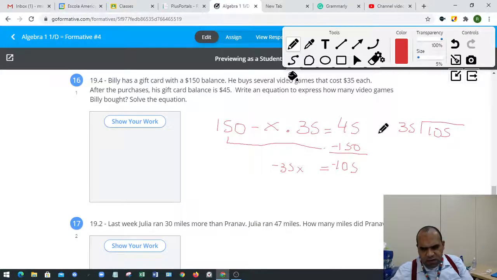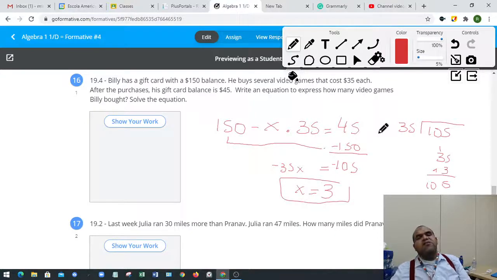Let's check this one. I think I will try three times. 3 times 5 is 15. Carry 1. 3 times 3 is 9, plus 1. Yes. It is exactly 3 times, x equals 3. Then he bought 3 video games. Okay, great.